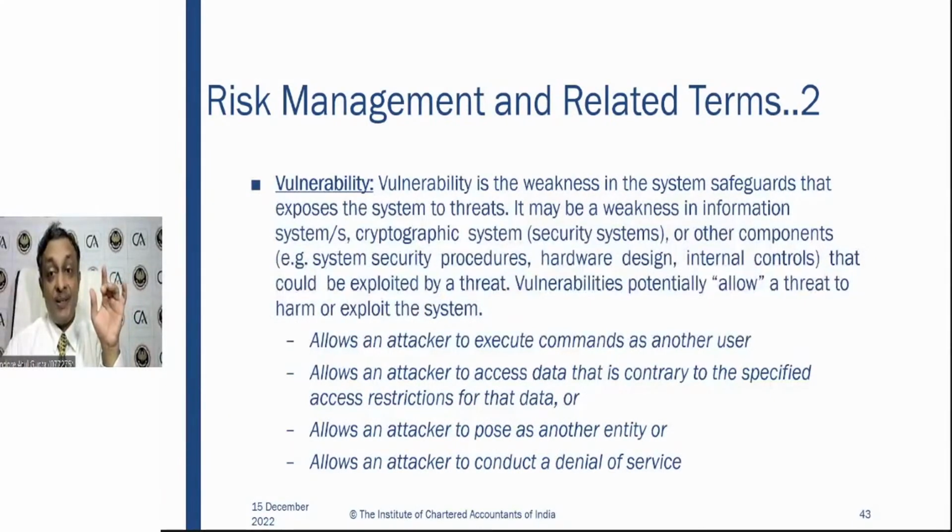Safeguard that exposes system to threat. It may be weakness in information systems, cryptographic systems, other components of system, internal control parameters that could be exploited by a threat. Vulnerability potentially allows a threat to harm or exploit the system. So vulnerability, one word, is weakness. It allows an attacker to execute commands as another user, allows an attacker to access data contrary to specified access restrictions for that data, allows an attacker to pose as another entity, allows an attacker to conduct a denial of service. So these can be types of vulnerability.